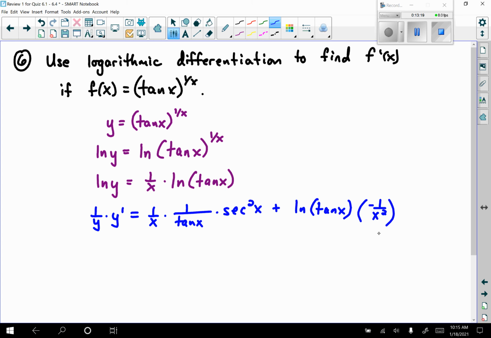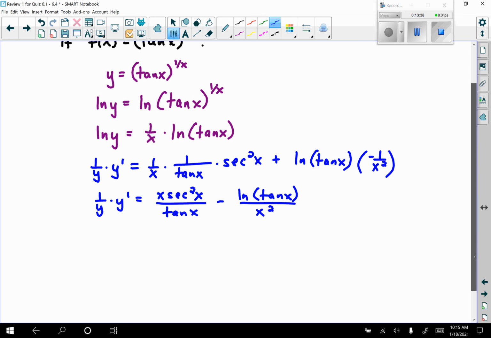So now what I want to do is get y prime by itself. So I'm going to clean up this right side here. I'm still just going to leave it as 1 over y times y prime. Here I could just write it as x times secant squared x over tangent x. No need to do anything else with it. And then we'll say minus natural log of tangent x over x squared. Now I want to multiply both sides by y. So y prime is going to equal y times this quantity.